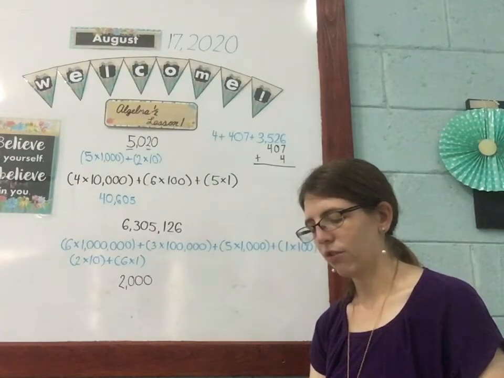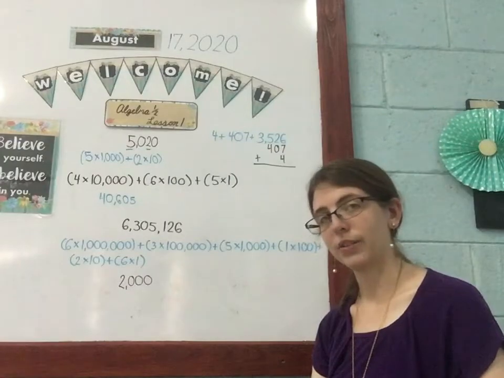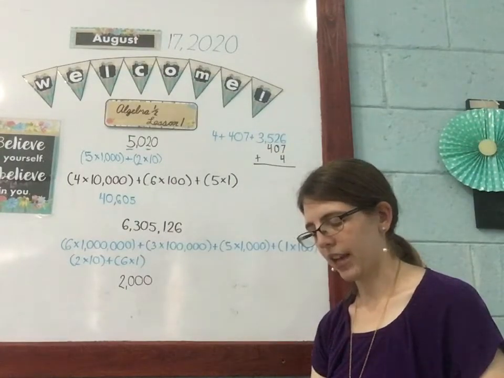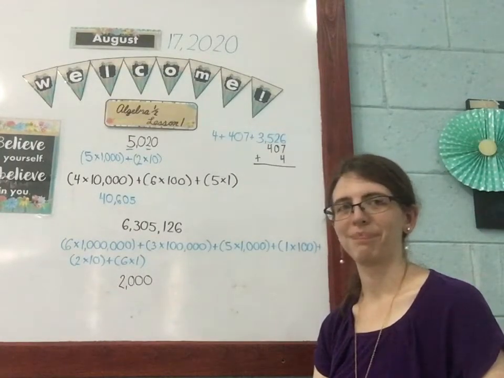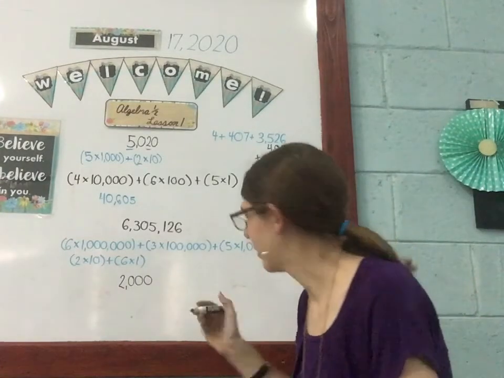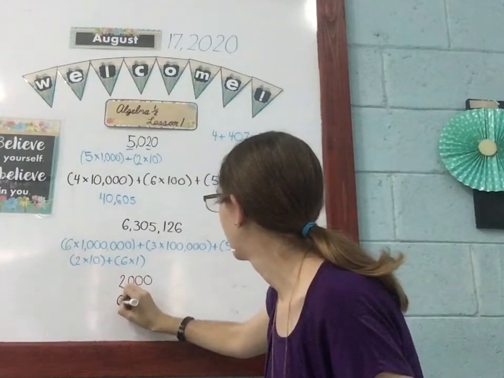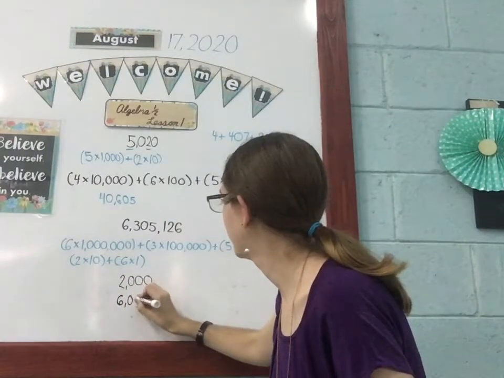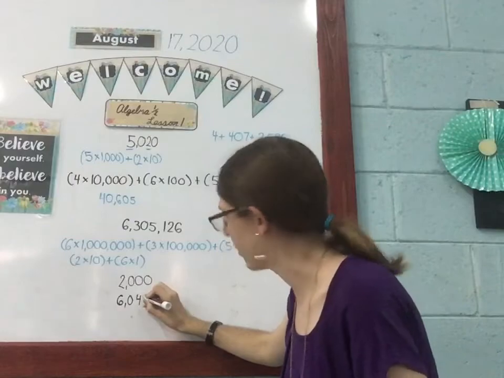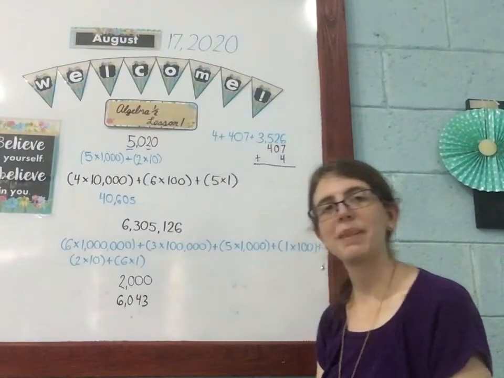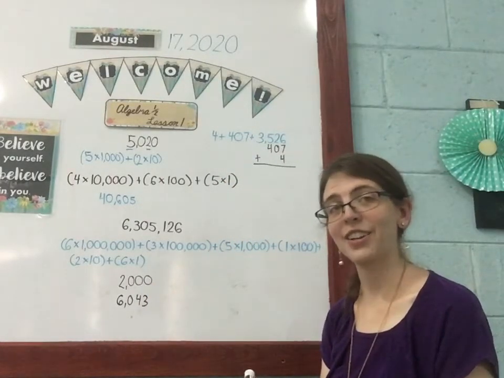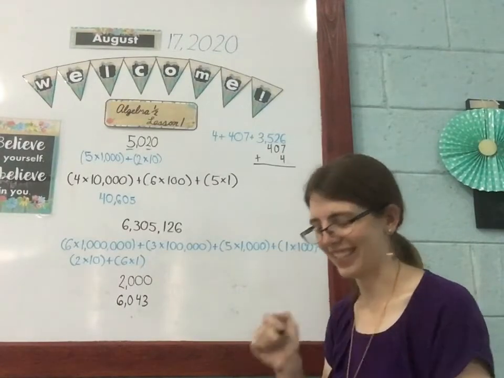Okay, letter B. Write in standard form. 6 times 1,000 plus 4 times 10 plus 3 times 1. Okay, so you should have written 6,043. Should have been your answer. Okay, how are you doing so far? So far, so good? Great.